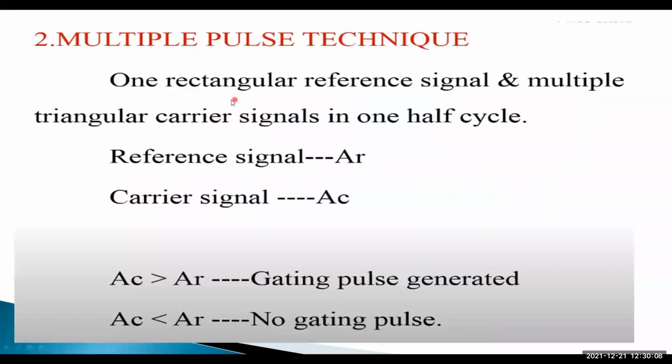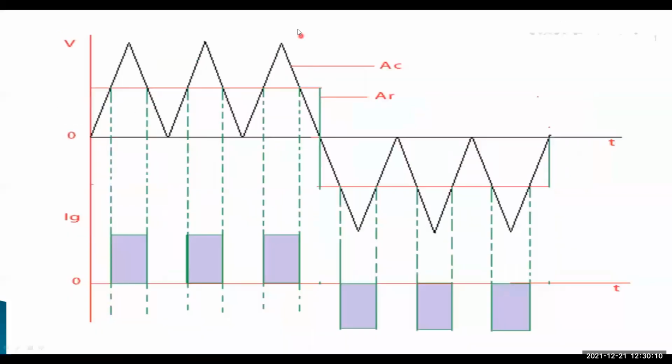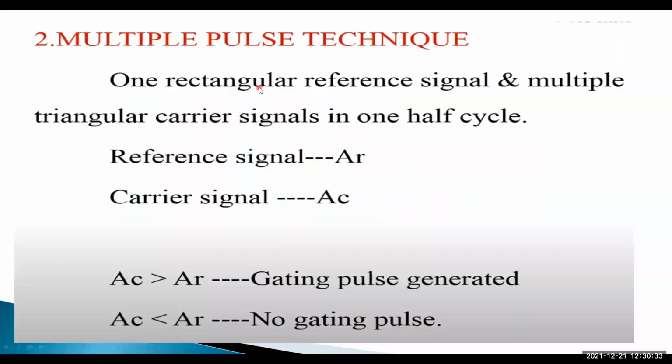Not only here, in the multiple pulse technique also, the width of the gate pulse is the same. Here this is the width of the gate pulse, and here this is the width of the gate pulse, and this is also the width of the gate pulse. That means the widths of the gate pulses are not changing; they are constant. So this is one of the drawbacks of the multiple pulse technique and the single pulse technique.